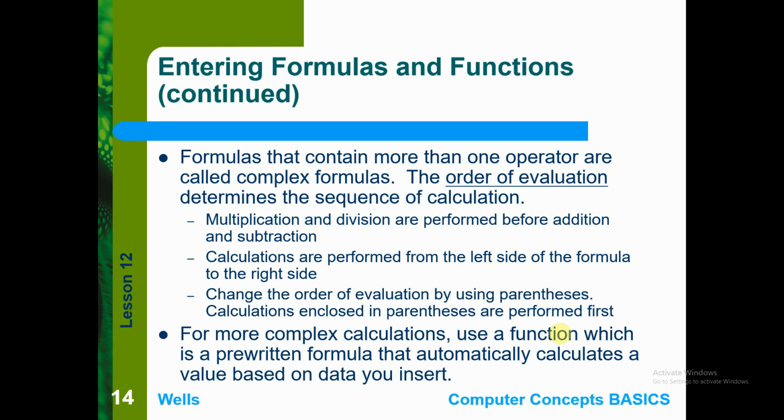The order of evaluation, like in basic math, determines the sequence of calculation. To refresh, multiplication and division are performed first before addition and subtraction. Calculations are performed from left to right. This can be changed by using parentheses. When you add parentheses, the calculation within the parentheses is performed first, and then what is outside the parentheses is performed next.